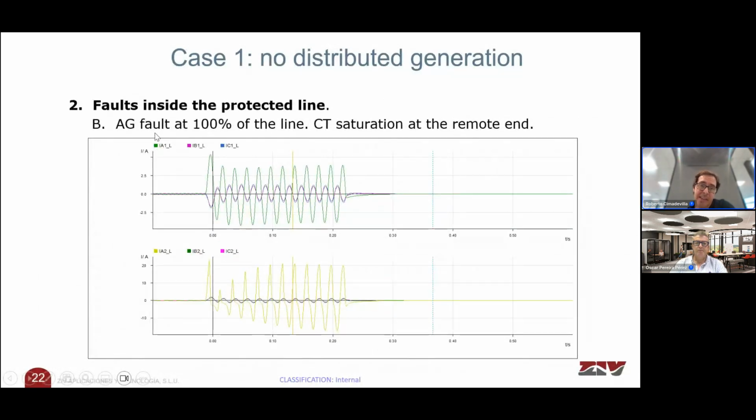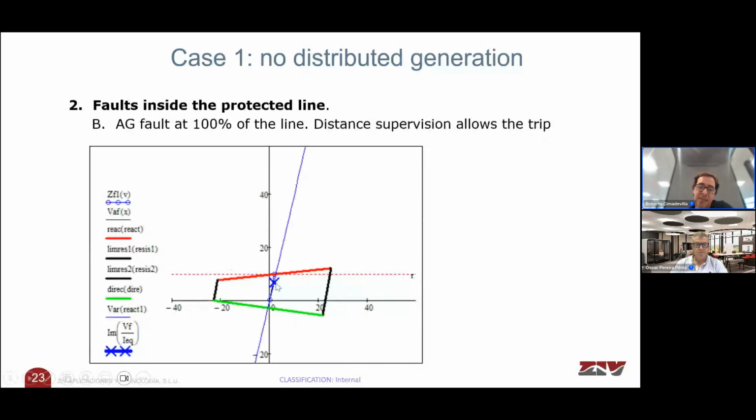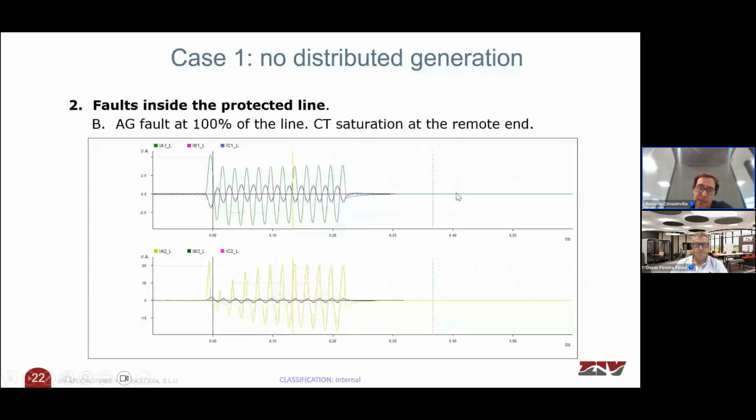This is an AG fault at 100% of the line. Also, CT saturation occurs at the remote end. We can see that the distance unit operates correctly, allowing the differential trip. But due to this CT saturation, we should also use an unrestrained unit.